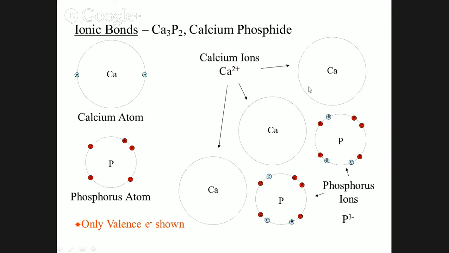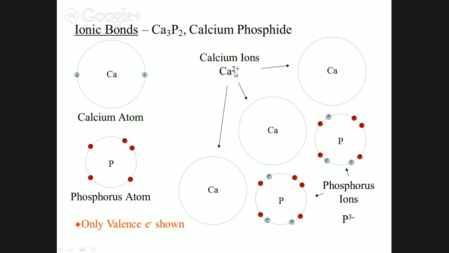Those 6 valence electrons that the calcium's lost split apart to each go 3 to a different phosphorus atom. But as you can see now, each phosphorus atom is full. 2, 4, 6, 8. Its outer shell is full. The calcium's 4th shell is now empty, but of course its 3rd shell is still full. So the last outer shell is full in both cases.